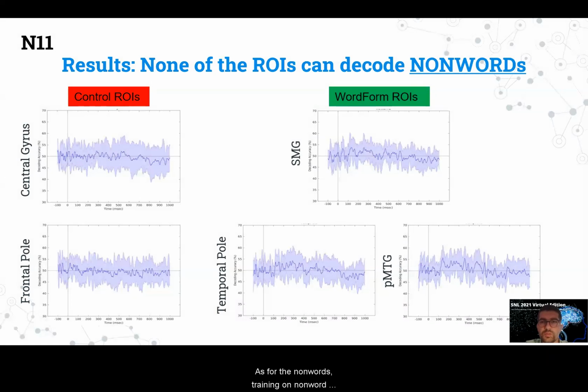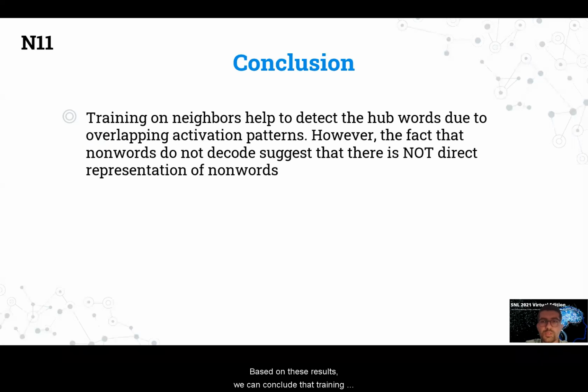As for the non-words, training on neighborhoods resulted in poorer classification, which means none of the ROIs showed successful discrimination. Based on these results, we can conclude that training on neighborhoods helps to detect hub words due to the overlapping activation patterns. However, the fact that non-words do not decode suggests that there is no direct representation of non-words.